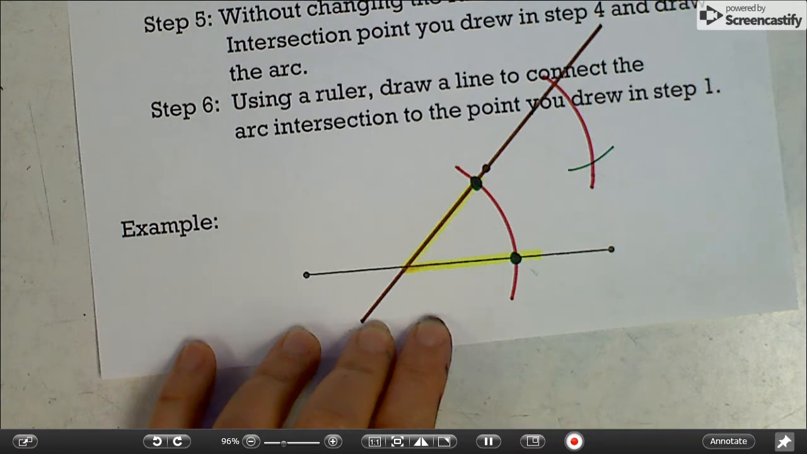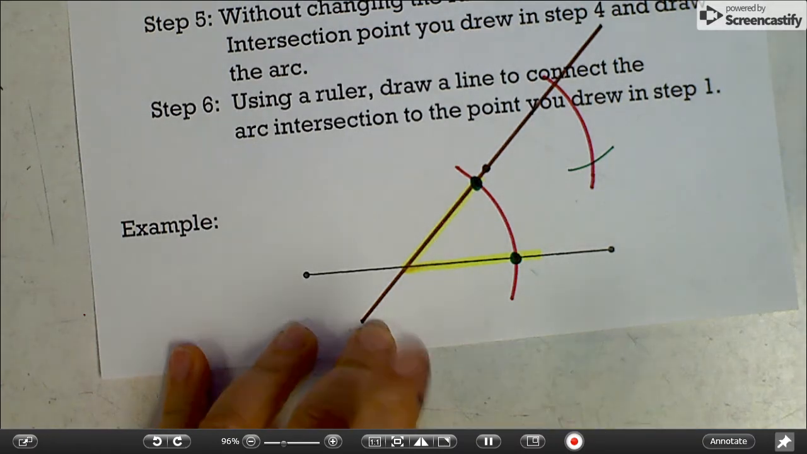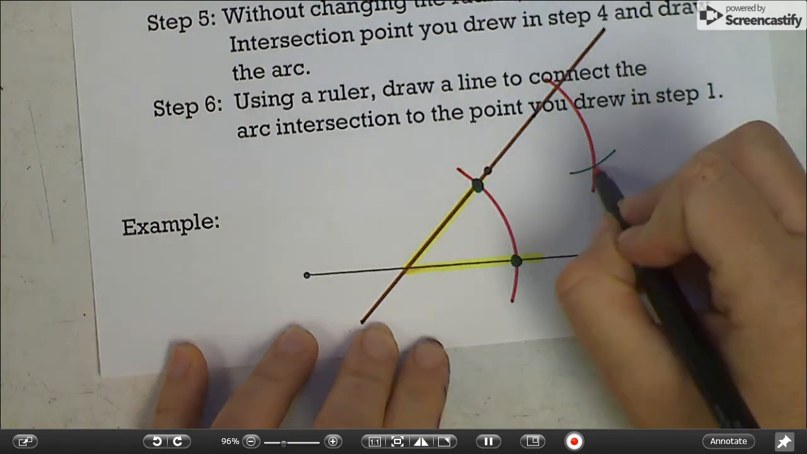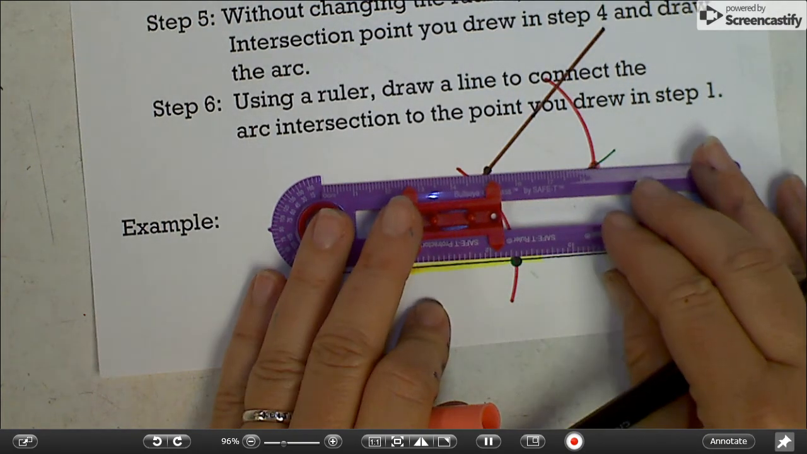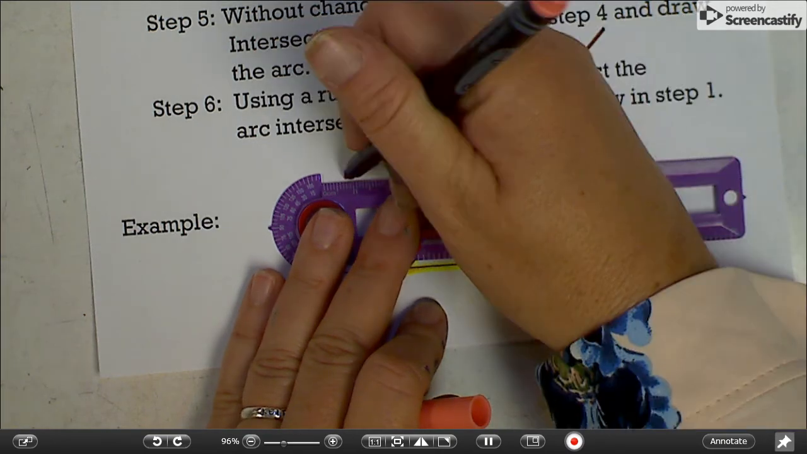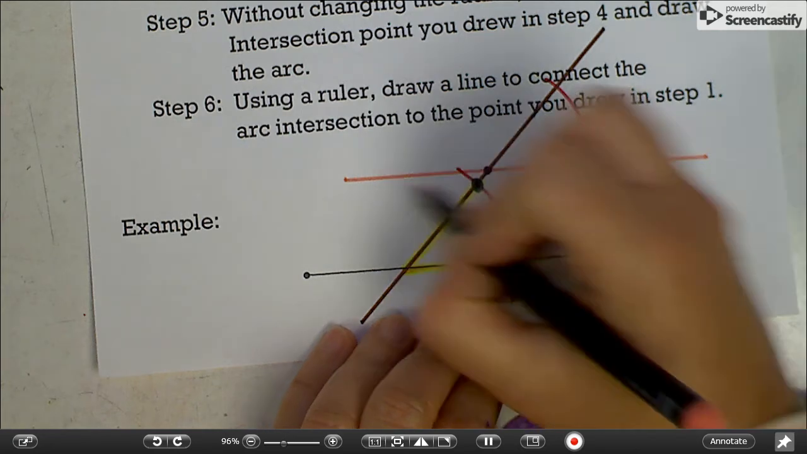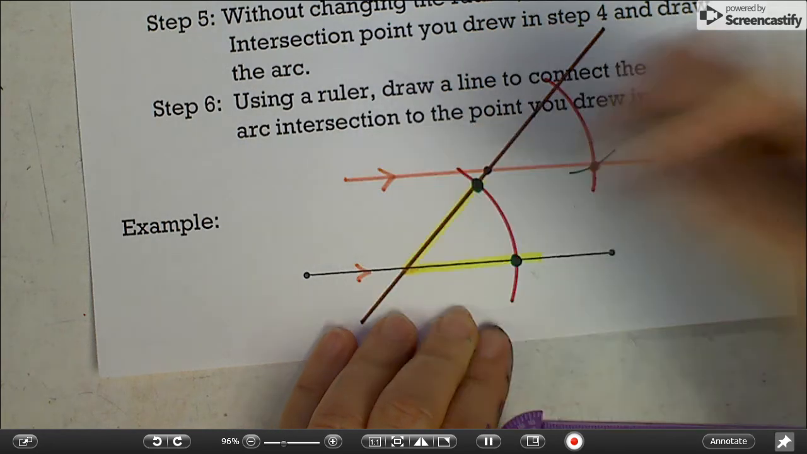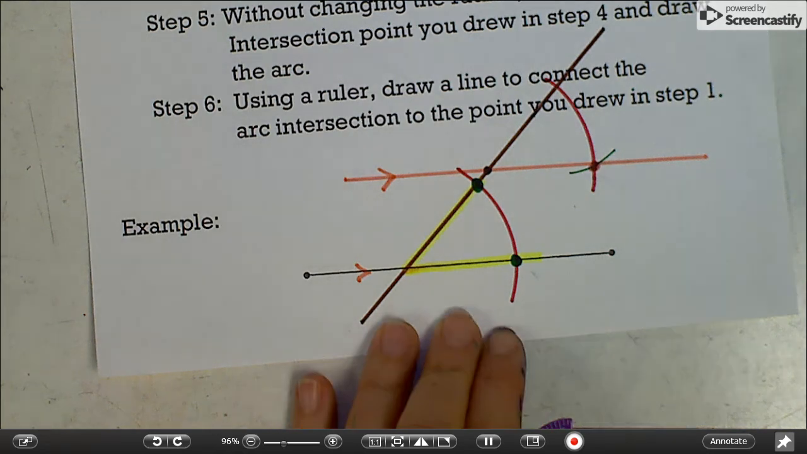And the last step is to connect the point that we drew to begin with and the point we just made with those arcs. So I'm going to put my compass and draw the line. And these are parallel. That's it. That's how you do it. I'm going to stop this now and then I'll show you the rest.